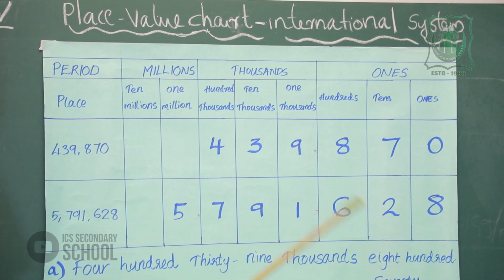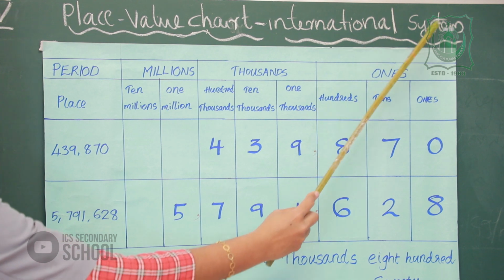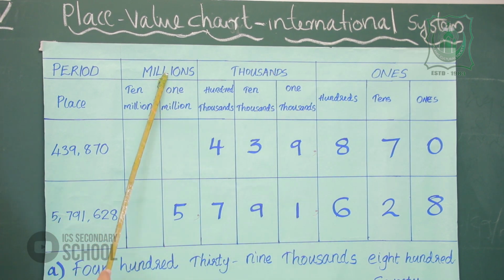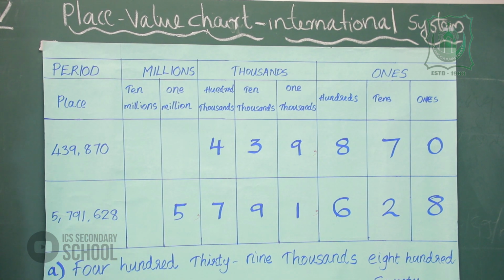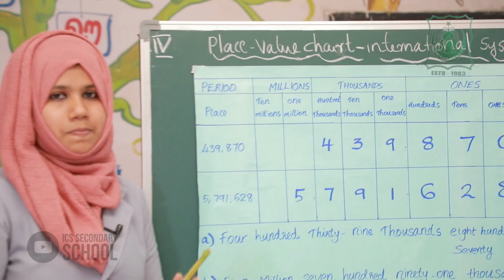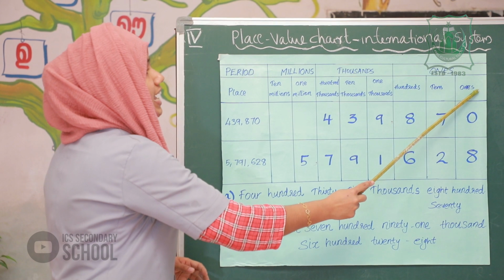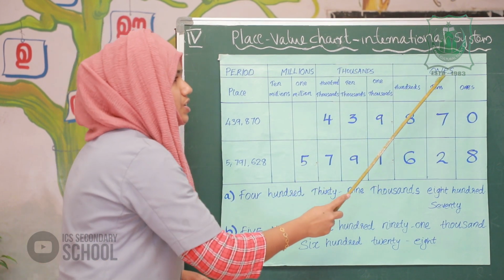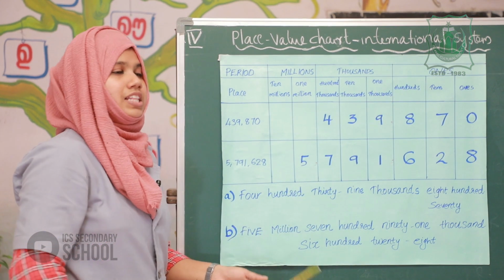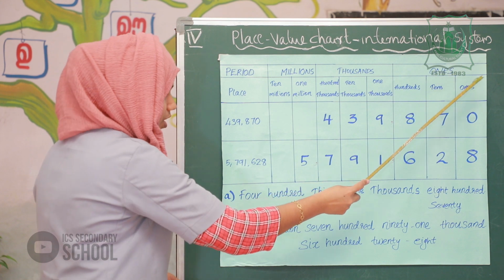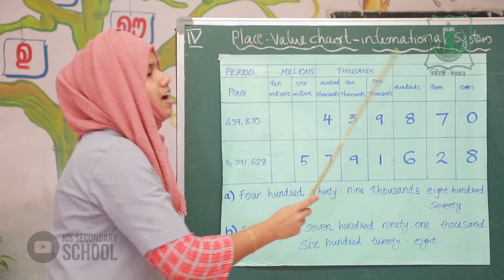I can repeat it. The place value chart, international system consists of 3 periods. What are the 3 periods? Ones, thousands, millions. Is it clear? Ones is again divided into 3 sub columns, that is ones, tens and hundreds.